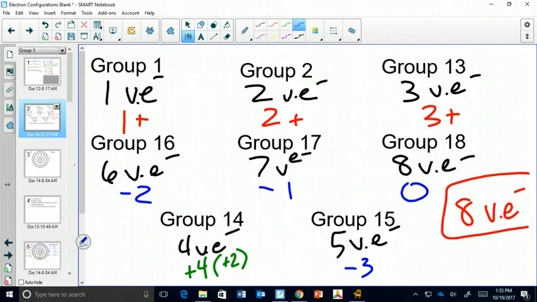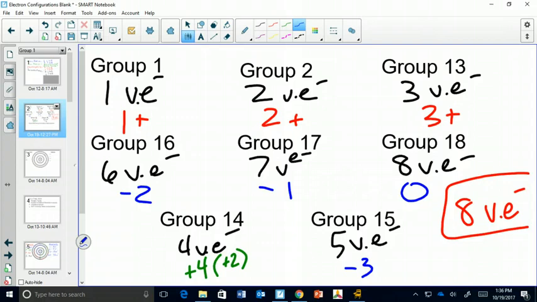Group 14 is because it's 4, right? So it wants 8. It's kind of stuck halfway in the middle. Plus, remember, group 14 has got nonmetals, 2 metalloids, and 2 metals. So each element does a different thing in group 14.